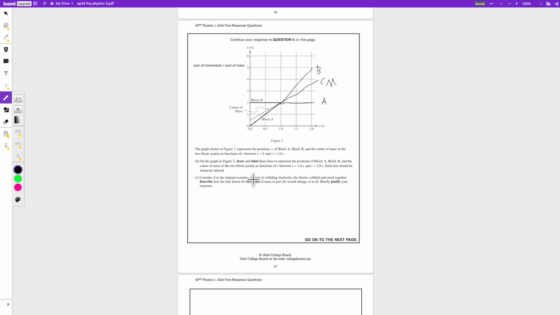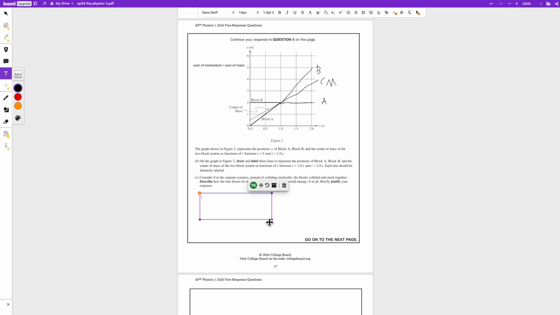Now, consider in the original scenario, instead of colliding elastically, they collided and stuck together. Describe how the line drawn for the center of mass will change, if at all. Justify your response. Well, I said over here, the velocity of the center of mass is equal to the sum of the momentum of the different objects in the system divided by the sum of the mass. In this collision, momentum is conserved because there's no outside force, outside work, anything. Momentum's conserved, so the sum of the momentum stays the same. And I don't think these blocks are losing mass in the collision, so that also stays the same. So since the velocity of the center of mass stays the same, the slope stays the same, and therefore we draw the line the same way.